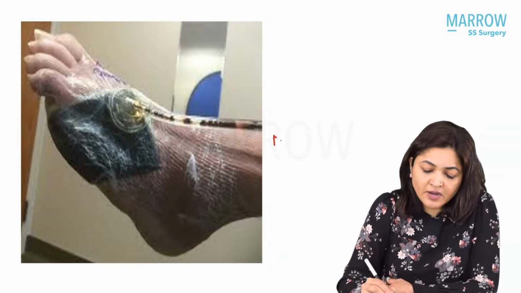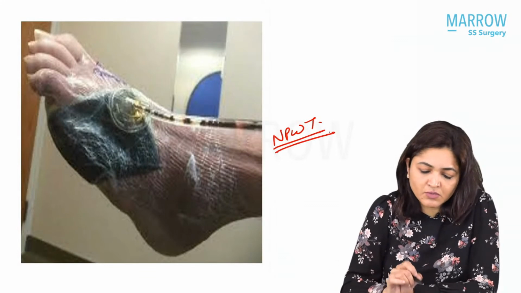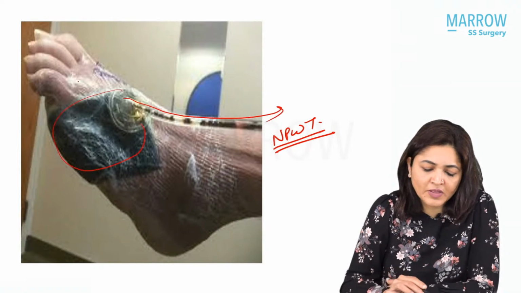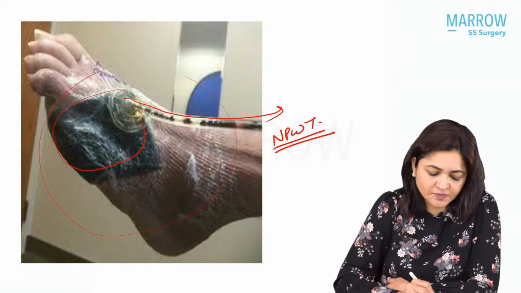This is an important slide. NPWT, negative pressure wound therapy, you should not miss it. You can see that this is traveling here to the vacuum pump, this is the foam, and this is the occlusive dressing that is present.